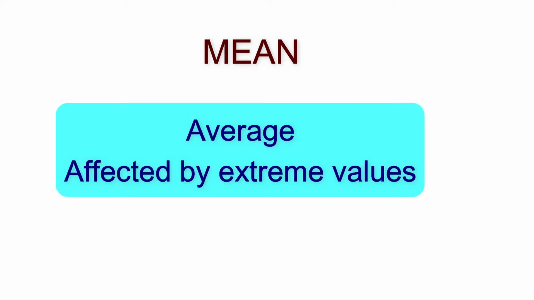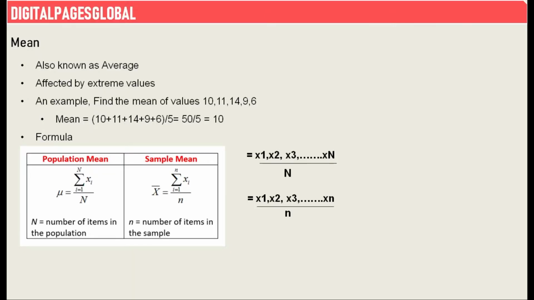Let's look at mean. Mean is also known as average. It is affected by extreme values. I will show you how that works. The mean for a population is known as mu. The formula for population mean is mu is equal to sigma xi divided by capital N, where xi stands for the number of items in the population that you are analyzing and N is the number of items in the population. And for a sample, the mean is known as x bar.